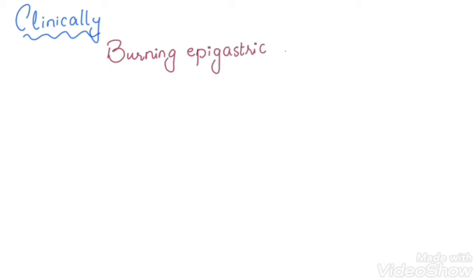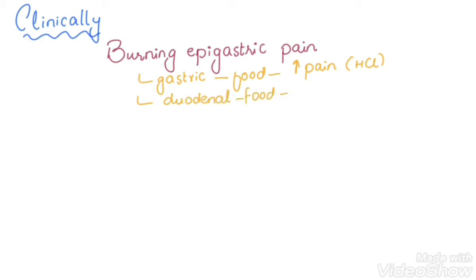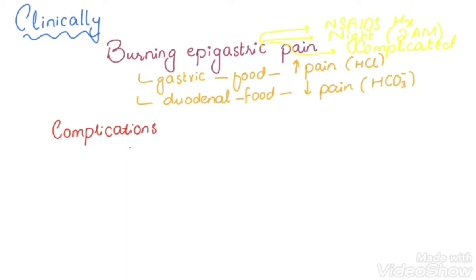The patient will show burning epigastric pain. This pain will be different from the burning epigastric pain in GERD. In case of gastric ulcer, it will be aggravated with food due to release of HCl in response to food, and in duodenal ulcer it will be decreased in response to food. The patient will also have a prolonged history of NSAID use in most of the cases, and the pain will mostly be initiated at night around 2 a.m. when the stomach is empty, and in most cases the patient already has developed complications when he presents to you.